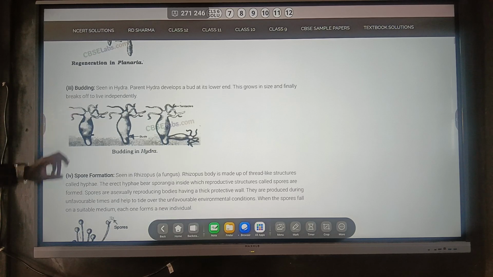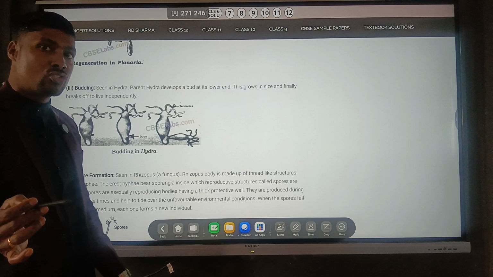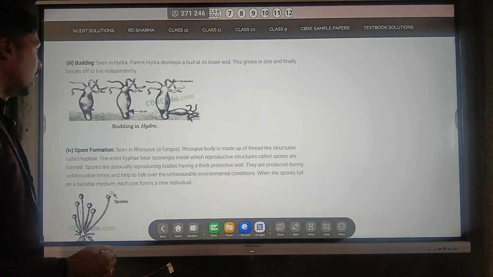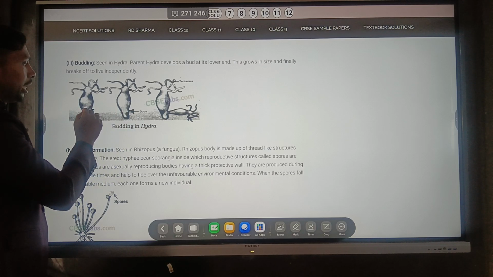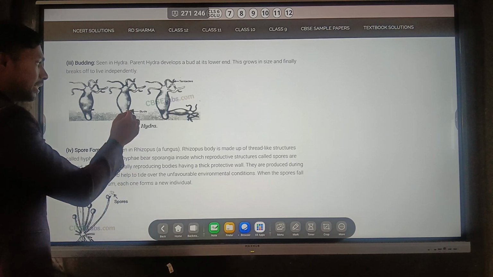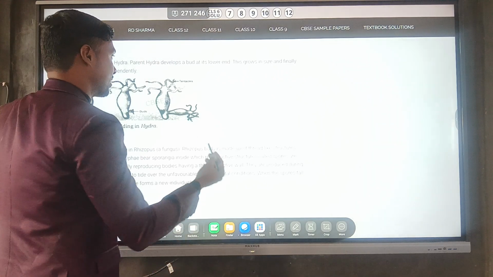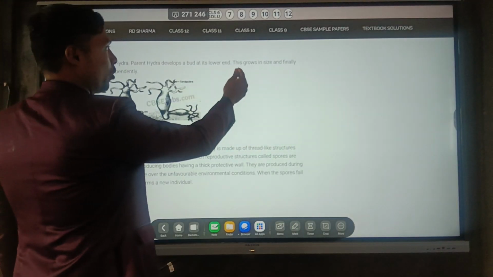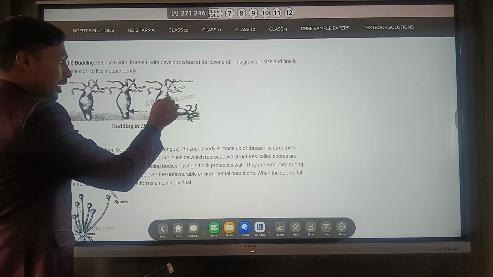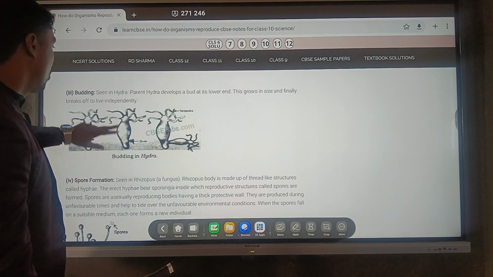Next we are going to budding. Budding has the best examples in hydra and yeast cells. The parent hydra develops buds at its lower end. You are able to see this small structure, and its name is the bud. Basically the bud will develop into a new individual. The hydra develops the bud at the lower end, and as it grows in size it finally breaks off and lives independently. It breaks off and starts to grow independently. It is called budding.